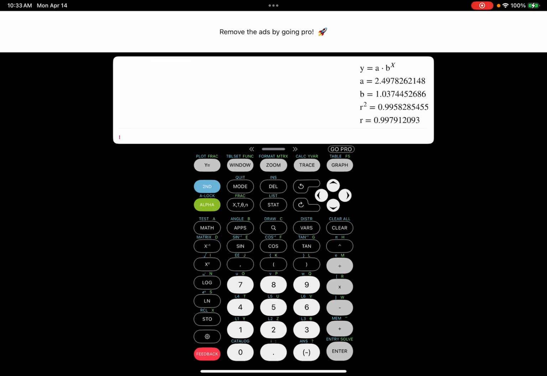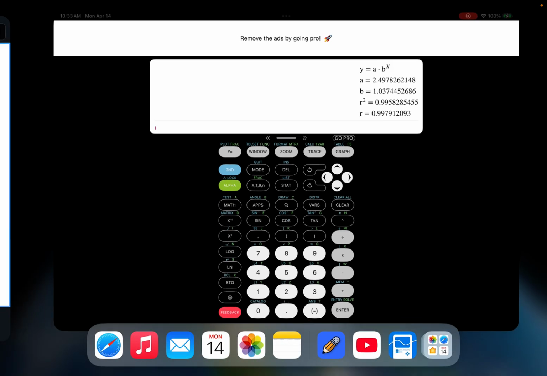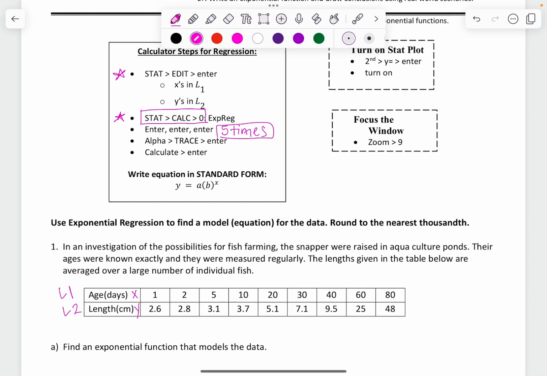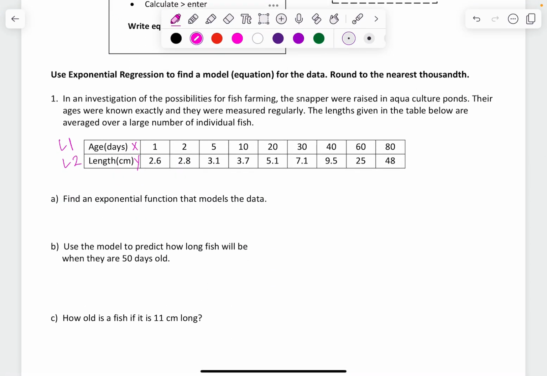All right, and it should give you something similar to this. You probably don't see R squared or R, but A and B you should be able to see. That's what's important. A is 2.497, blah, blah, blah, and that B is 1.037. I'm going to round everything today to 2 decimals if I can. So round to 2 decimals.